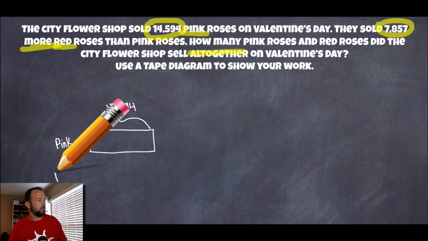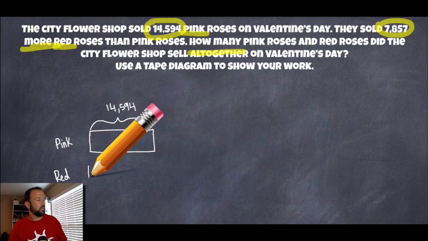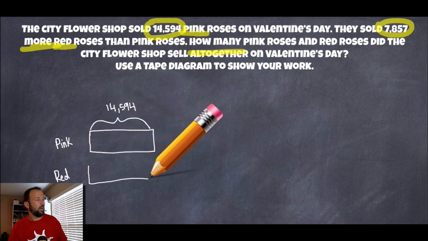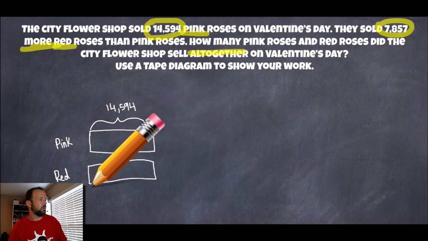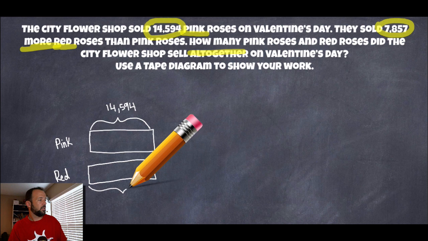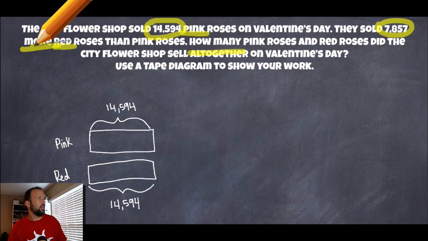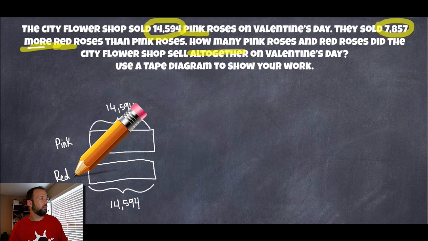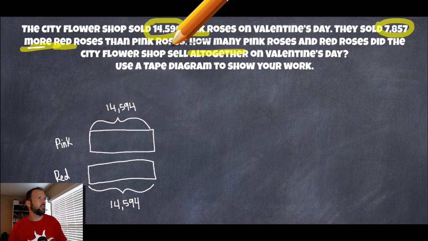So I'm going to put red here. I'm going to draw another box to represent my red roses. Okay, and I know that they sold the same amount as the pink roses, right? So I know they sold that 14,594. And they sold more, right? The red roses sold more. They sold as much as the pink roses and more. So how many more?